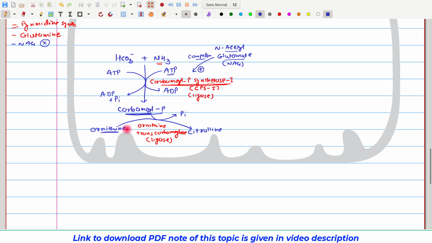You might be thinking, what is ornithine and what is citrulline? Remember, ornithine and citrulline both are amino acids, but they are never found in protein because there is no genetic code which codes for ornithine or citrulline. So, we can consider ornithine and citrulline both as non-standard amino acids, and in addition to that, both of these amino acids are basic amino acids.